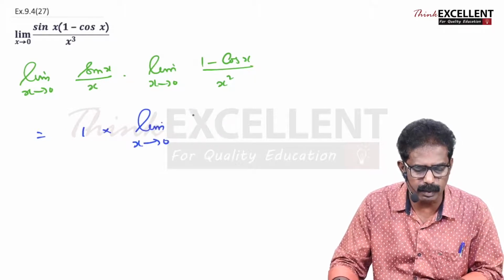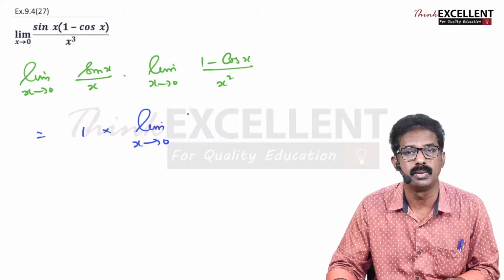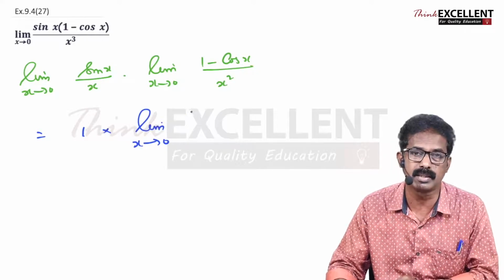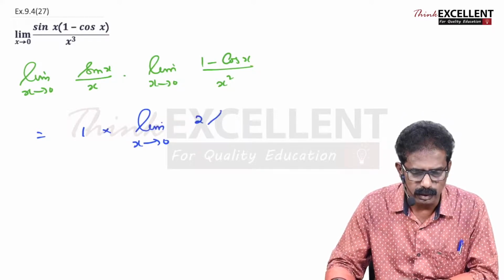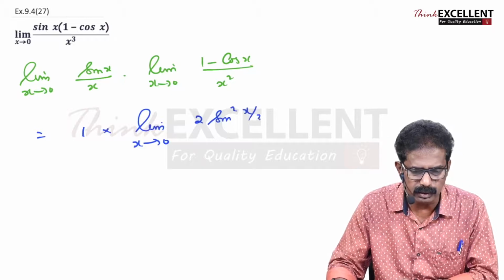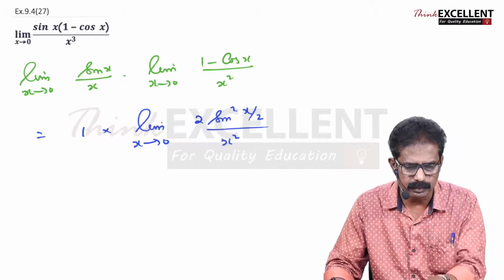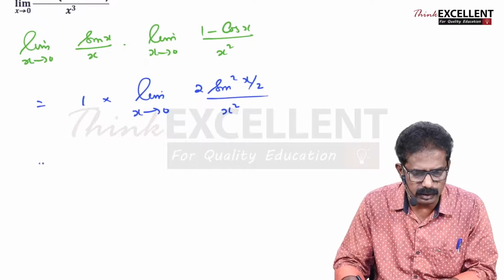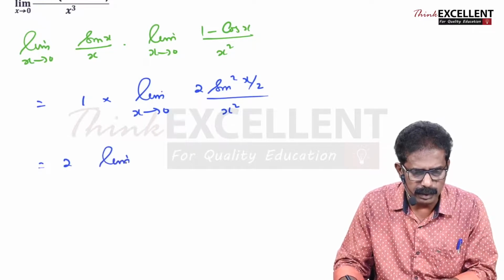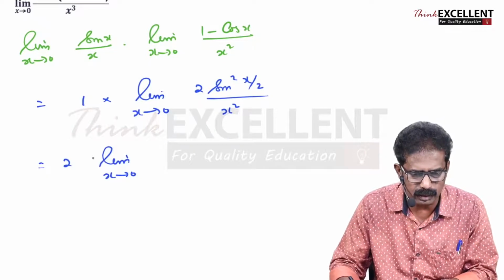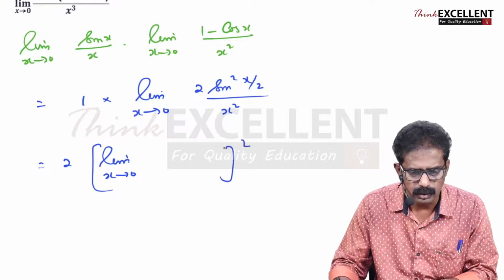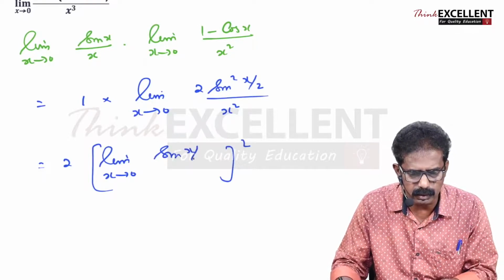Use the identity for 1 minus cos x. What is that? 1 minus cos x is 2 sin square x by 2, so 2 sin square x by 2 by x square. Now take that 2 outside, so 2 into limit x tends to 0. The square is there, so we put the whole square. So you write sin x by 2 by x.